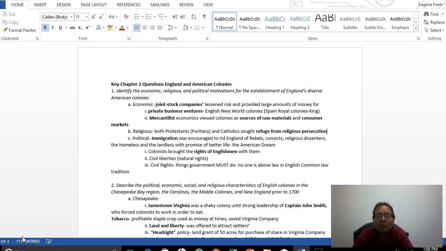The economic settlements were of a few different types. Some of the original colonies were joint stock companies. A joint stock company is a group that sells shares in order to lessen the risk of the individuals involved. The more people they get to invest in this venture, the less risk there is individually, and the more people who invest, it creates large amounts of money that can then be used to try and get the colony rolling.